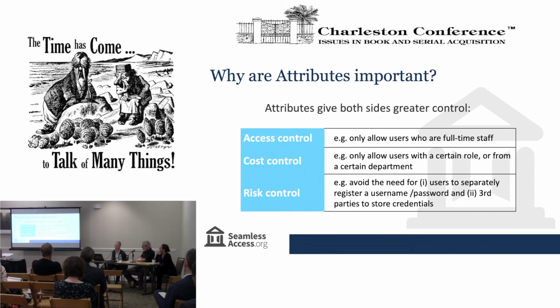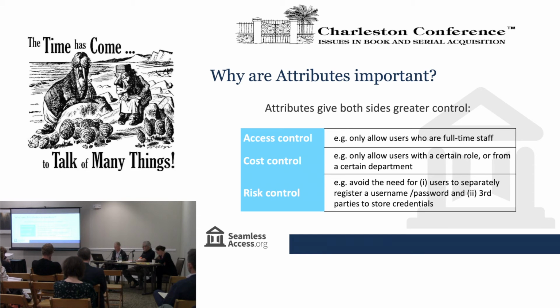So why are they important? Essentially, they give both sides of the transaction more control. Here are some examples of the sort of control that's of interest to you as libraries. Access control: a library could choose to make a resource available only to users who are students, as recorded in your directory, and prevent, say, alumni or contractors from accessing. Cost control: a library could limit resource access to users with a certain role or from a certain department.